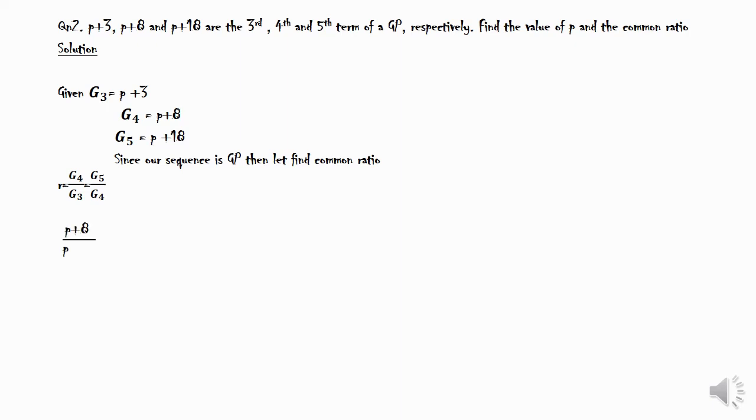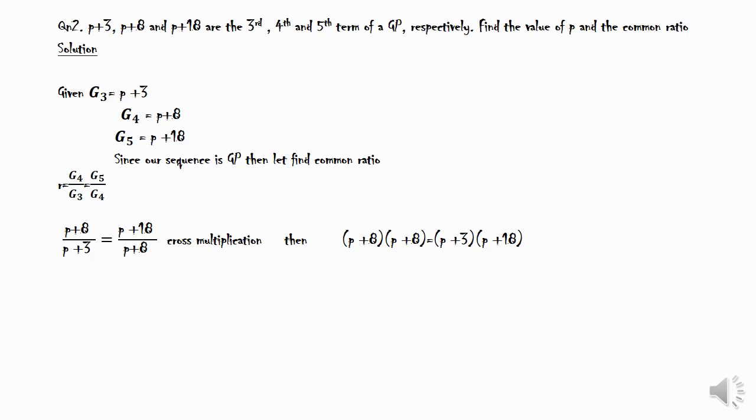Let's proceed. Just substitute there. The issue remains easy to substitute. Wherever there is G4, write the value of G4. Wherever there is G3, write the value of G3. Wherever there is G5, the same applies, write the value of G5. So it will be p plus 8 over p plus 3 is equal to p plus 18 over p plus 8.